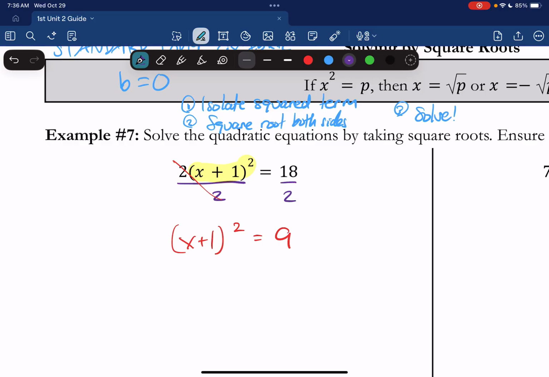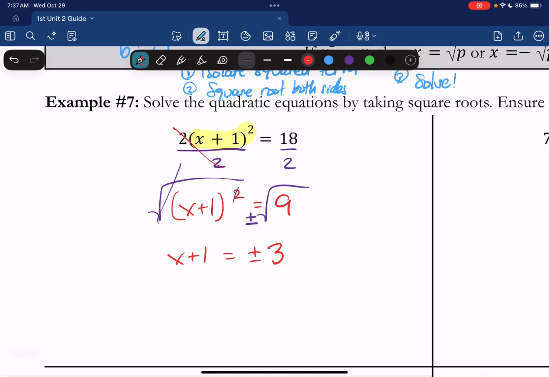Now, since my squared term is alone, I am going to square root both sides. So remember, square root and squaring cancel out. So that's gone, that's gone. This leaves me x plus 1 on my left side, which is now equal to, we always need to put plus or minus when we solve by the square root method. So the square root of 9 I know is 3. So x plus 1 is going to be plus or minus 3.